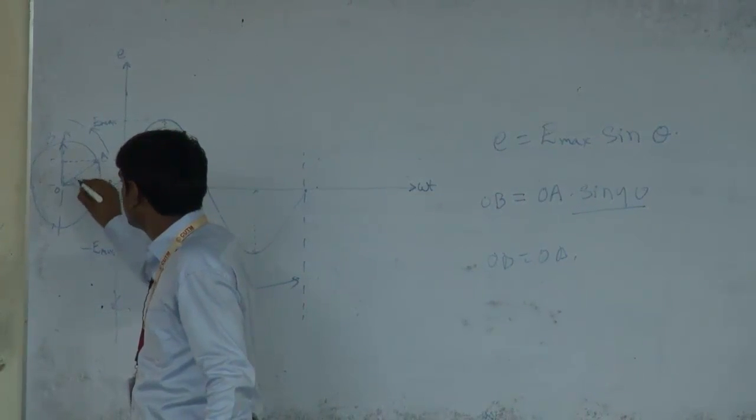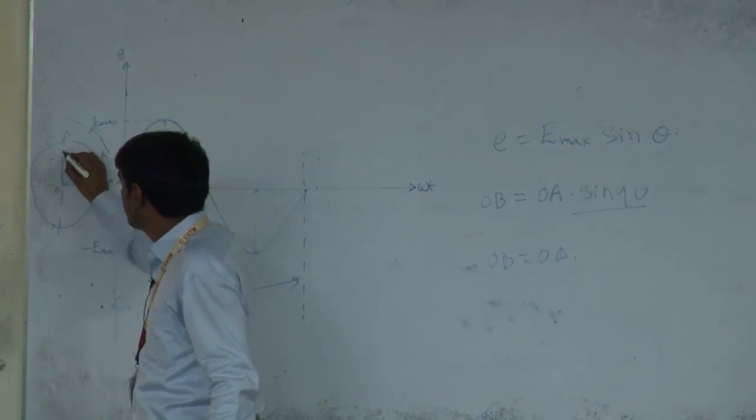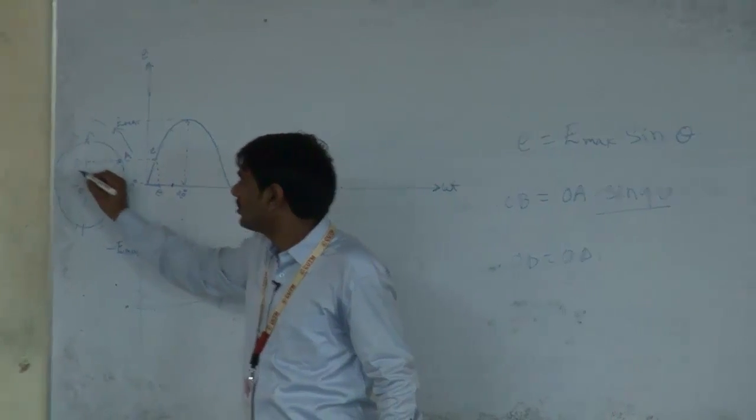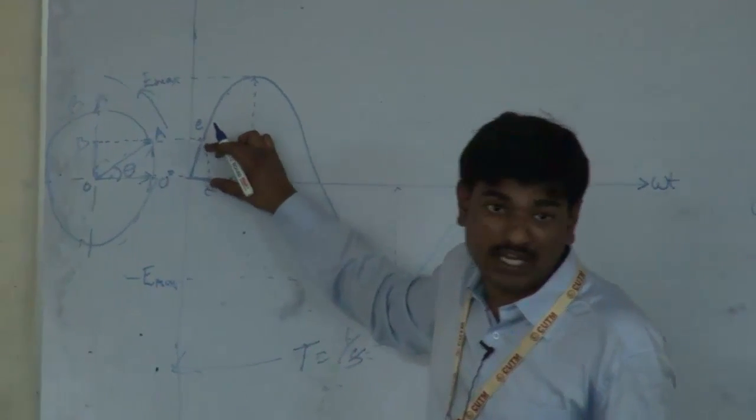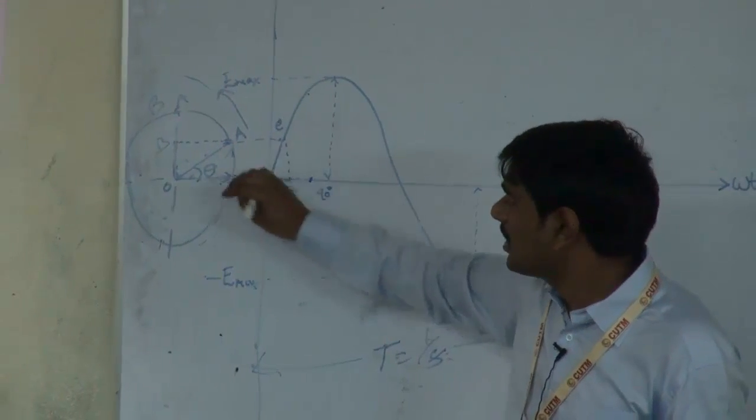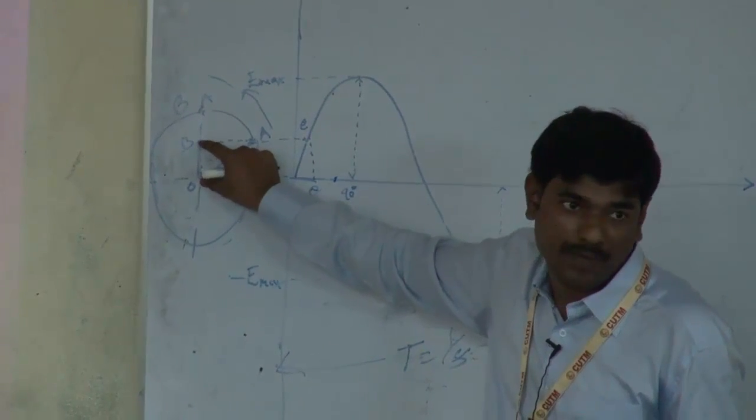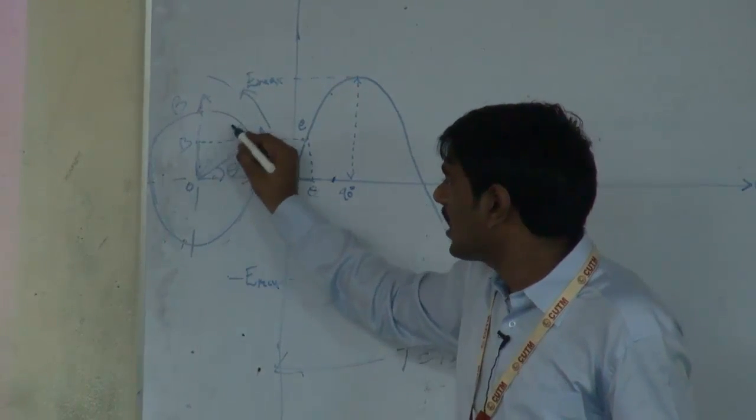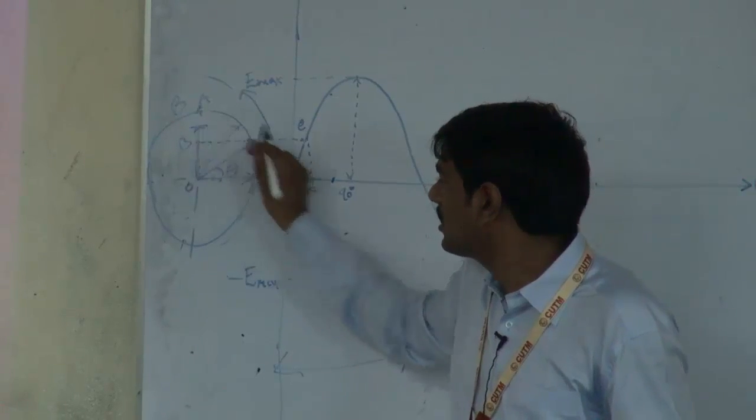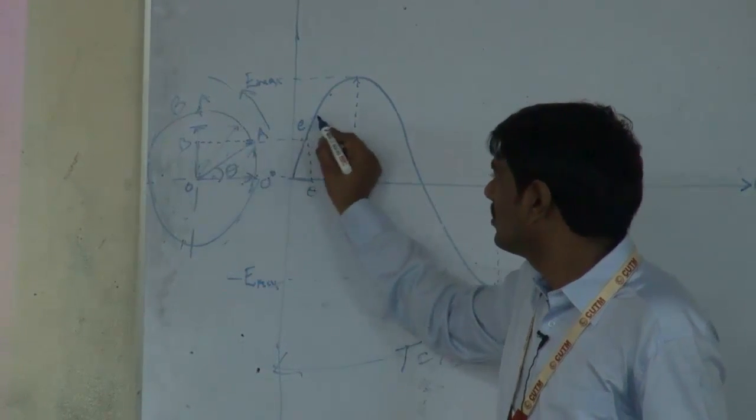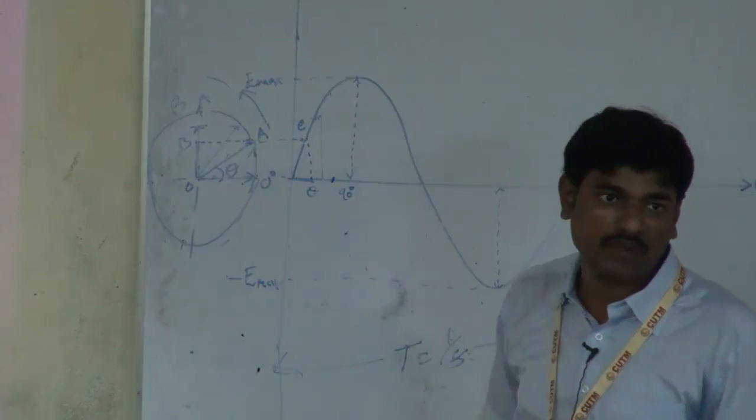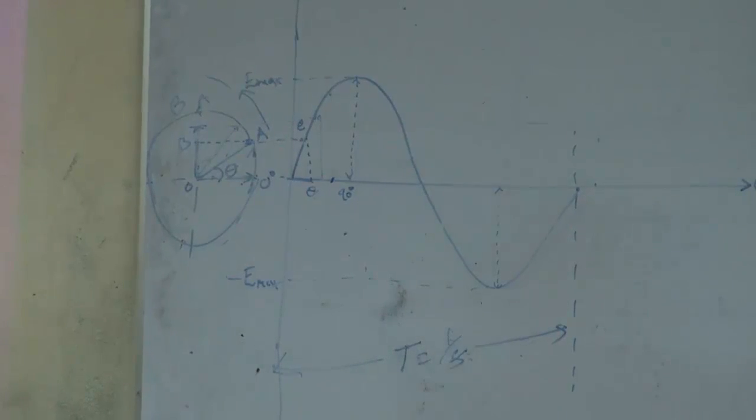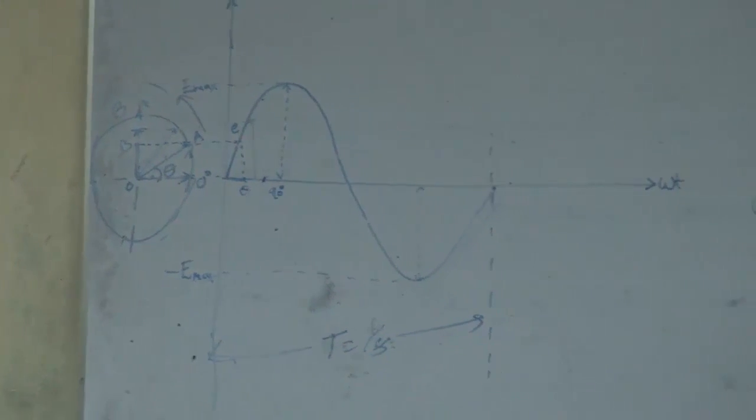At this position, we take a projection from here to B. Now the magnitude of the instantaneous value of E is nothing but the magnitude of OB. As theta further increases to here, the magnitude of OB increases, and the instantaneous value also increases somewhere here. So this is nothing but the phasor representation of an alternating quantity. Any queries?